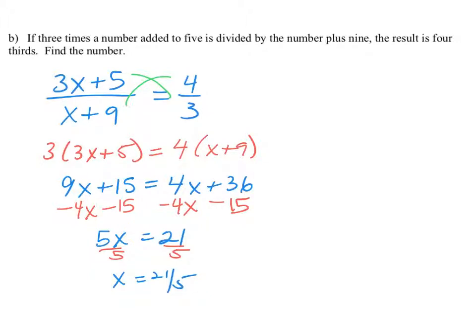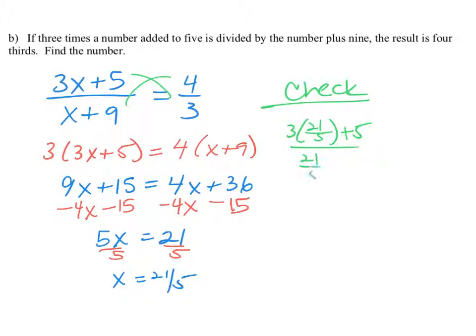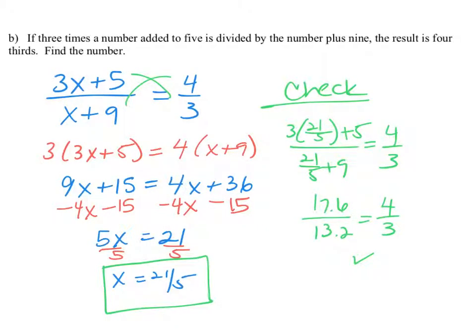As always, we should check our answers by replacing the x in the original equation with our answer, 21 over 5. So we get 3 times 21 over 5 plus 5 in the numerator over 21 over 5 plus 9. Does that equal 4/3? By simplifying, we see that the numerator here is 17.6 divided by 13.2, and that is equivalent to 4 over 3. So we know that our answer, x equals 21 over 5, is correct.